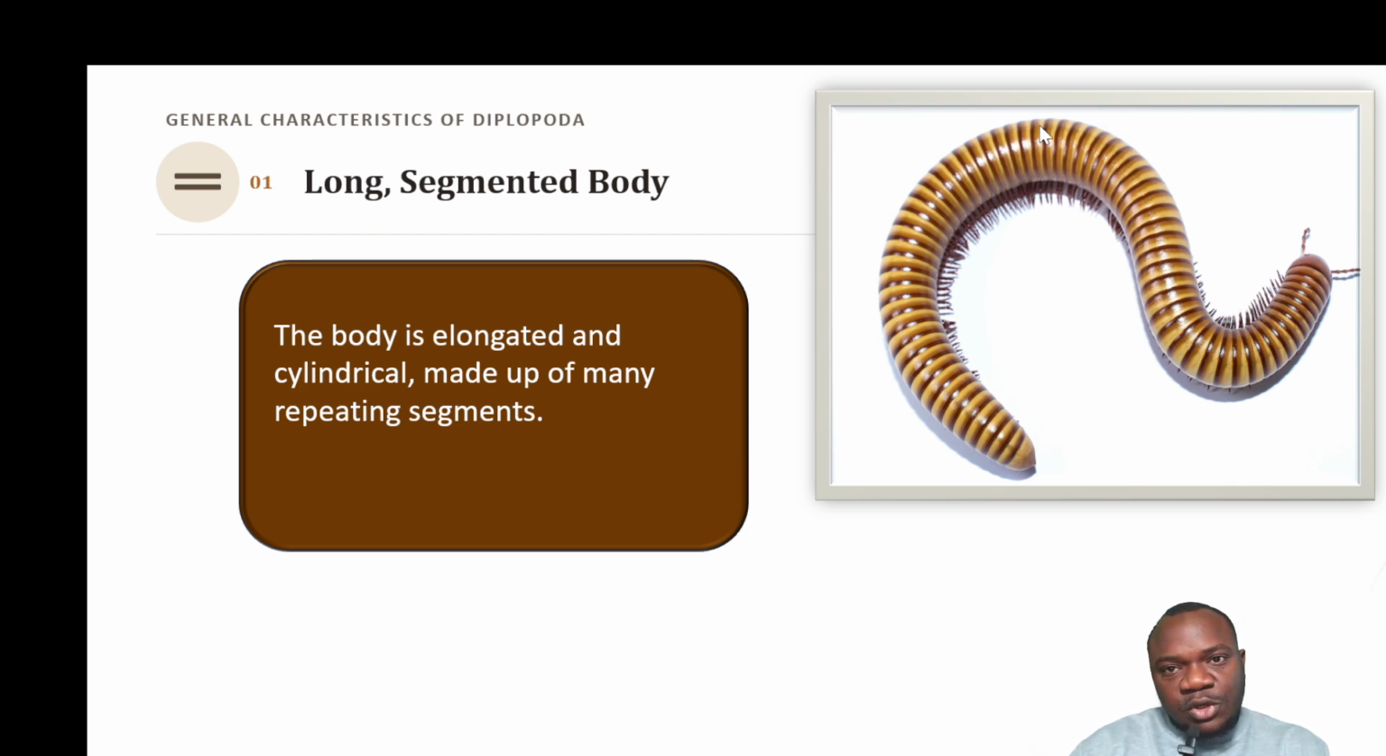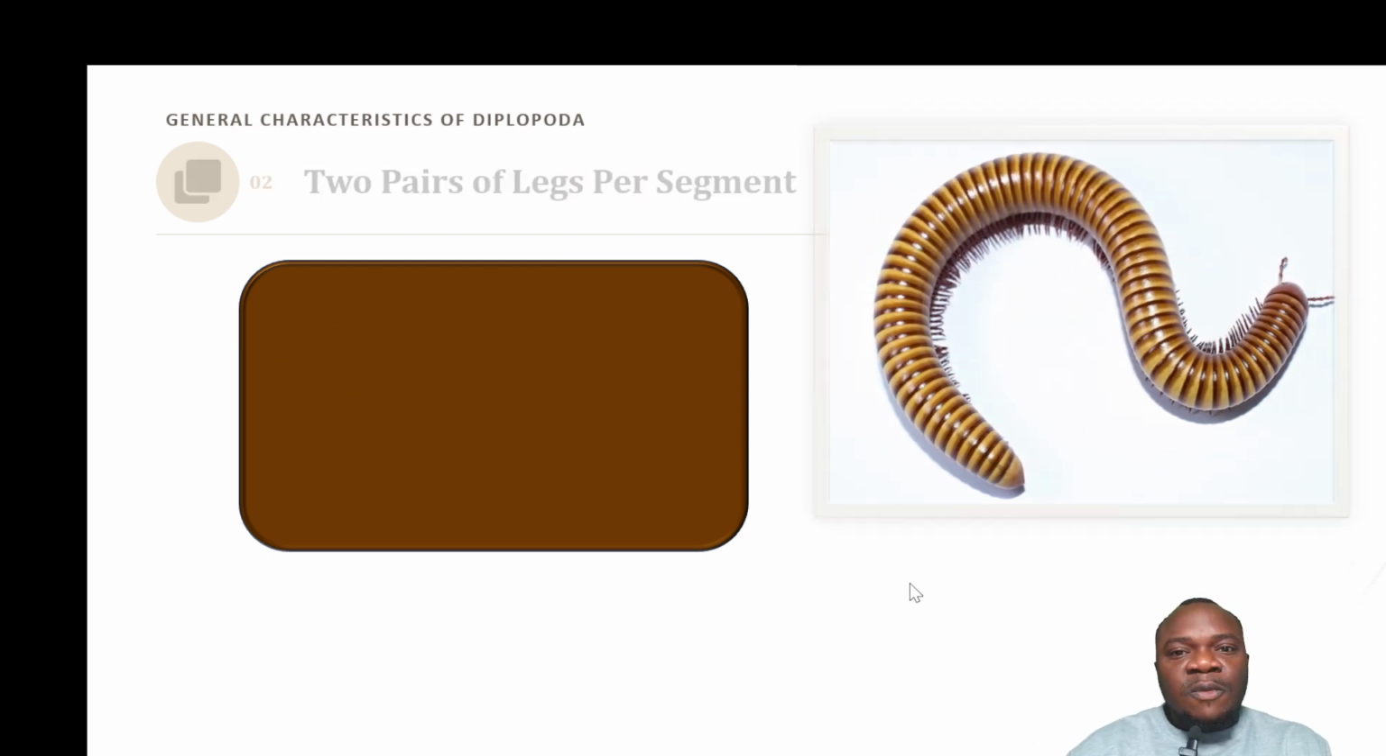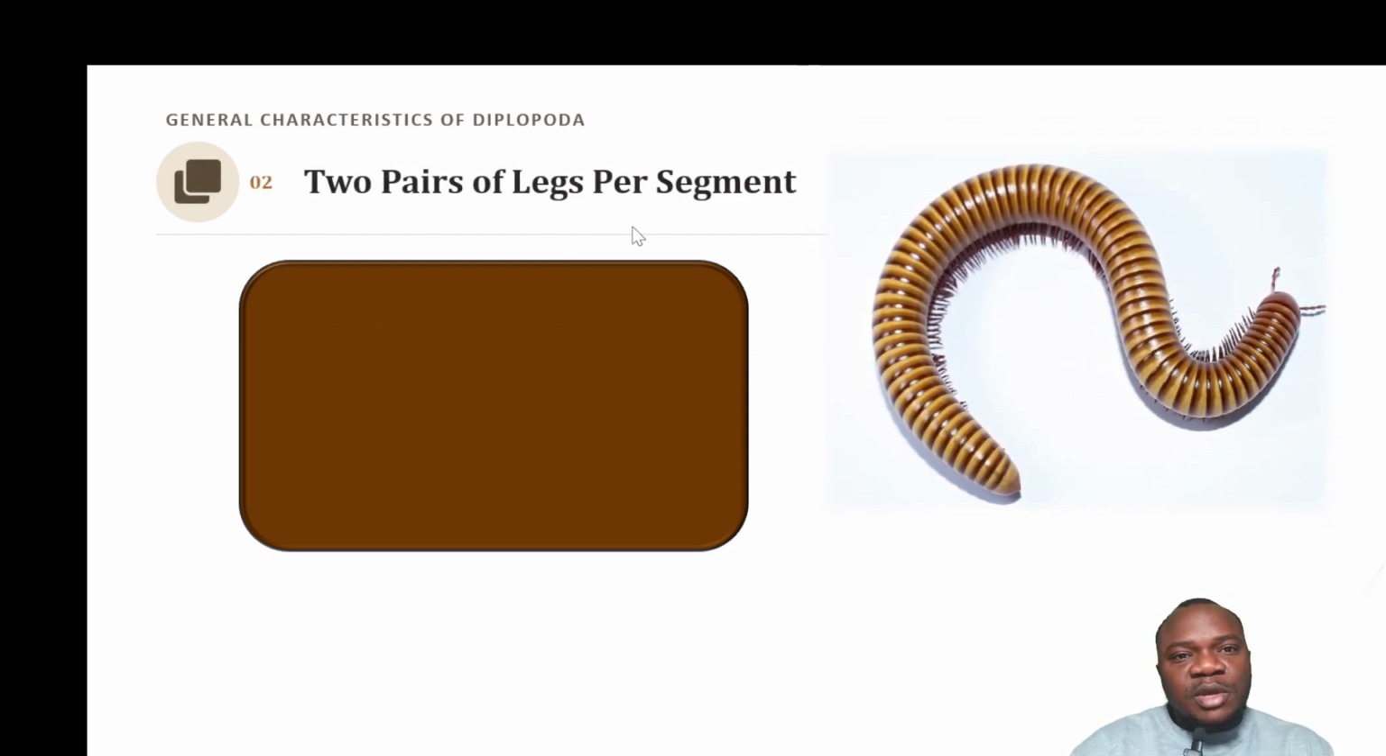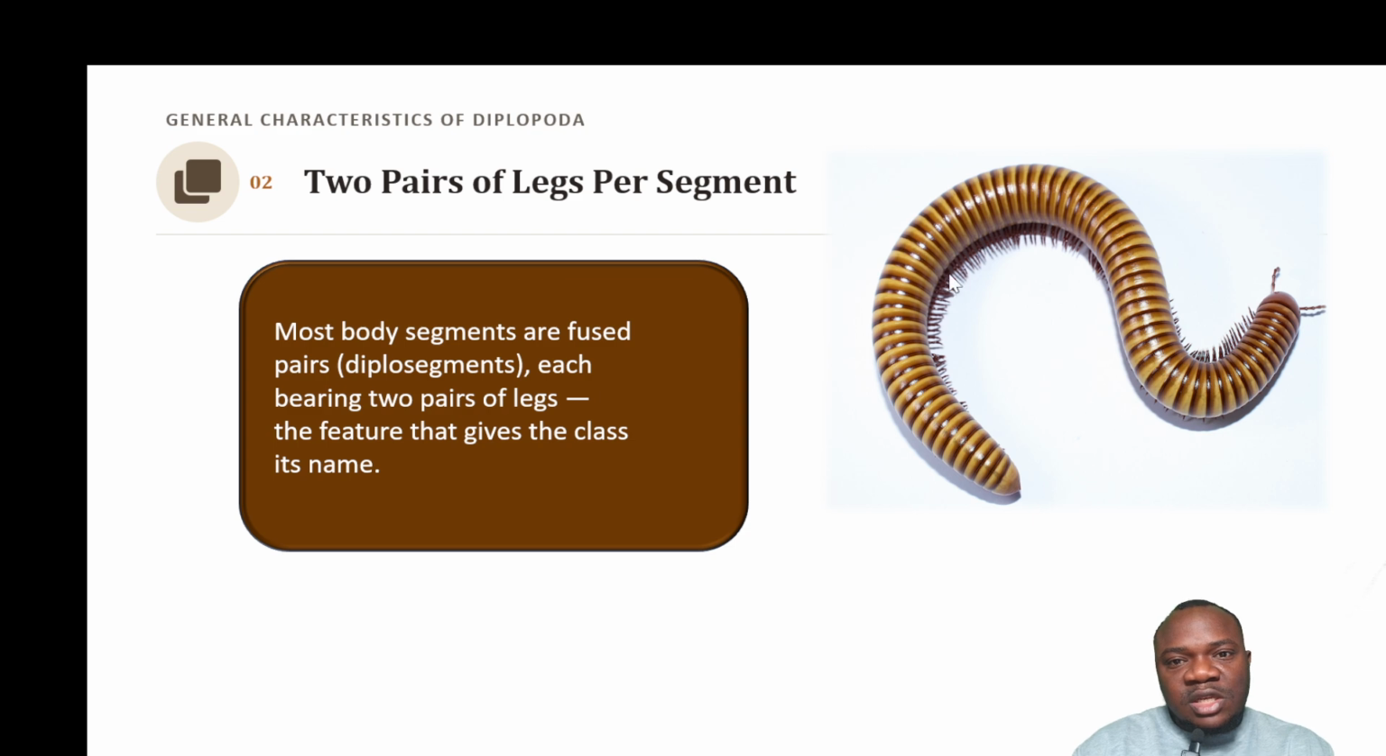If a millipede dries up and you cut along the segment, you see some tiny holes that look like a cylinder. That's why they're said to be cylindrical in shape. Again, they have two pairs of legs per segment, so each segment has two pairs of legs connected. You find it difficult to see because they have many tiny legs, but each segment has two pairs of legs.